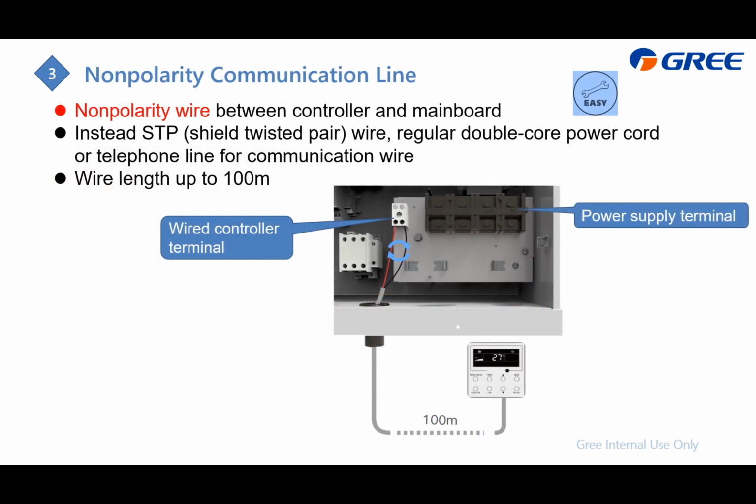As for the wiring, actually it's very easy. Here is for the power supply. Here is for the wire controller. This wire is non-polarity, which means we don't need to memorize the colors. Just wire it on, it is okay. And the standard length for the wire controller from here to the rooftop is 100 meters.